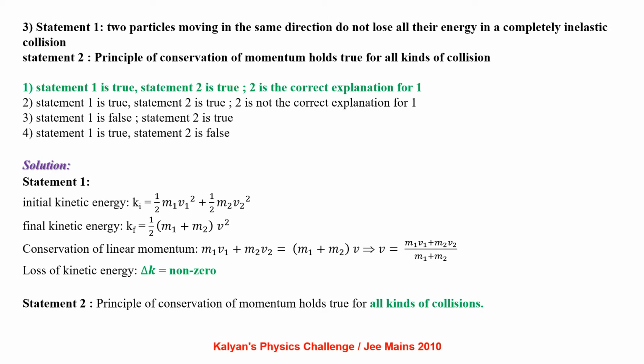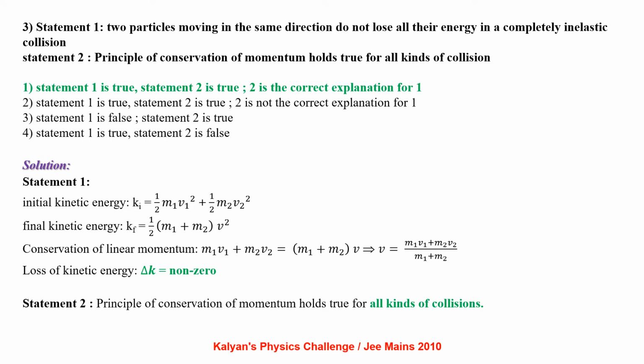Coming to statement 1, consider two particles of masses m1 and m2 moving with velocities v1 and v2 before collision. So the initial kinetic energy of the system can be written as half m1 v1 square plus half m2 v2 square, and the final kinetic energy of the system can be written as half m1 plus m2 of v square. The two particles after collision will travel with a common velocity because it is a perfectly inelastic collision.